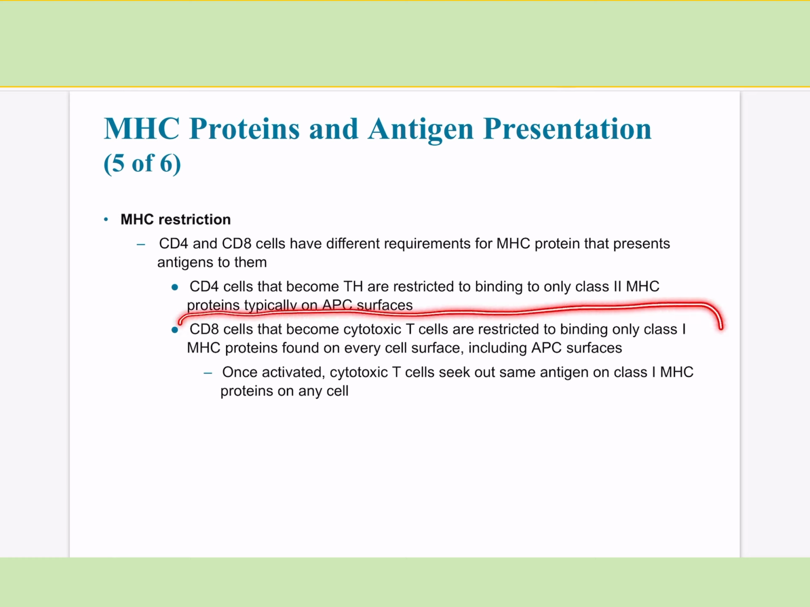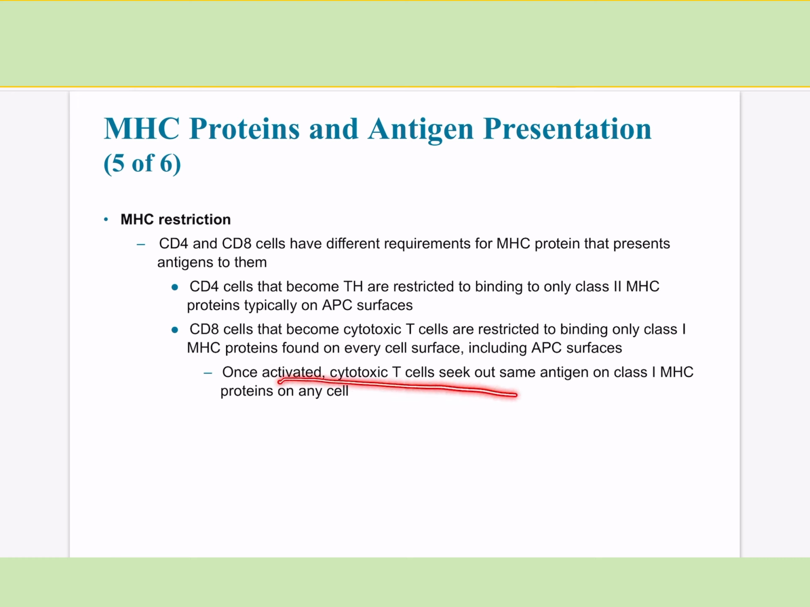CD8 cells that become cytotoxic are restricted to binding only to class 1 MHC proteins, which are found on every cell, including APCs. So this is interesting. APCs do actually have class 1 also. So APCs are a weird cell in that they have the class 2 that they use to show what's being taken in from outside and show that to T helper cells, but they also have class 1, which allows them to interact with CD8 cells, which become cytotoxic. And we'll come back to that shortly.